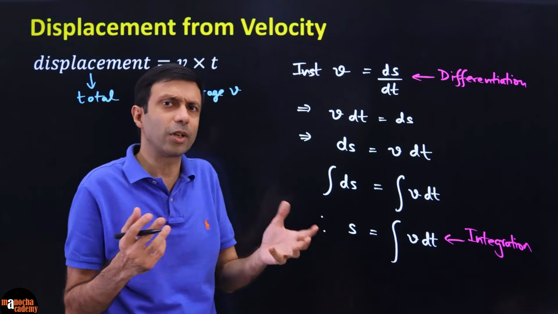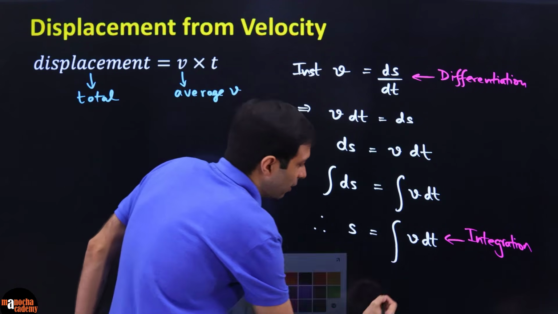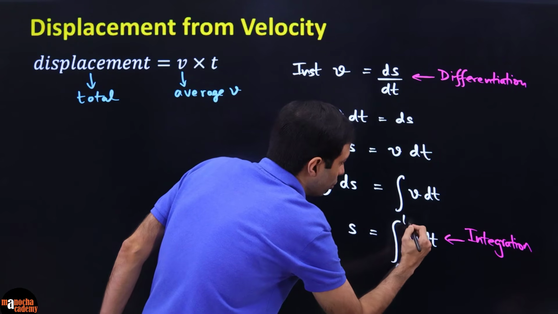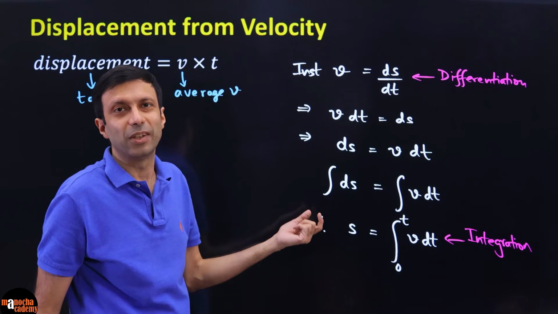Now you might be thinking, what is the time interval? That will be given to you. So normally you will see in the books they say over a certain time interval 0 to t, or you can write t1 to t2. So that will end up giving you the displacement.